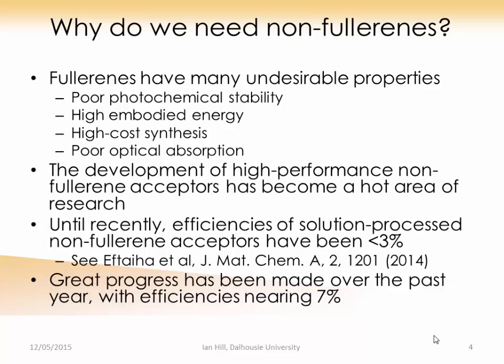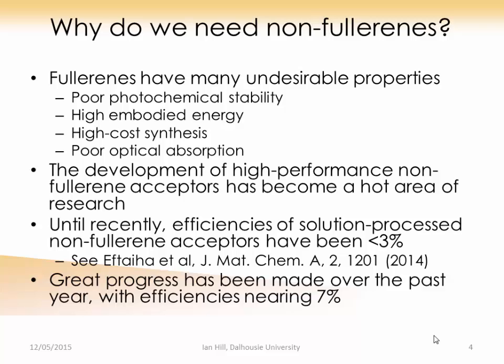High cost synthesis, they're very, very expensive, and also they have very poor optical absorption, not a good thing for a solar cell. So in any fullerene-containing solar cell, we're really relying on the donor to do all the optical absorption, and the fullerene is just there to get the electrons out. It would be nice to have an acceptor that also harvests some of the sunlight. So for these reasons, the development of high-performance non-fullerene acceptors has become a really hot area of research.